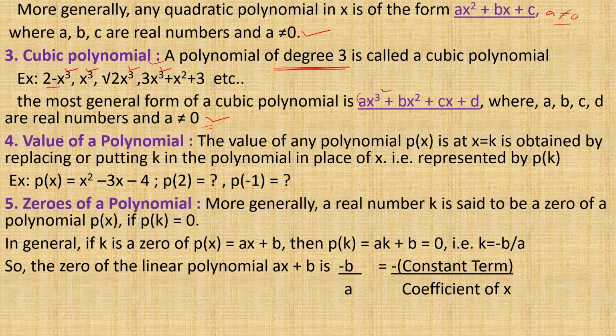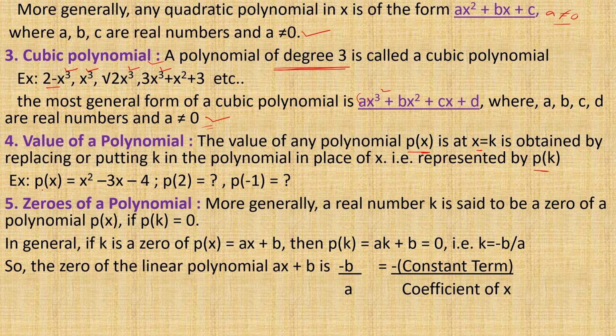The next topic is the value of a polynomial. What is meant by the value of a polynomial? The value of any polynomial p of x at x is equal to k is obtained by replacing x with k in the polynomial, and is represented by p of k. So the value of p of x at x equal to k is obtained by putting the value k in place of x.